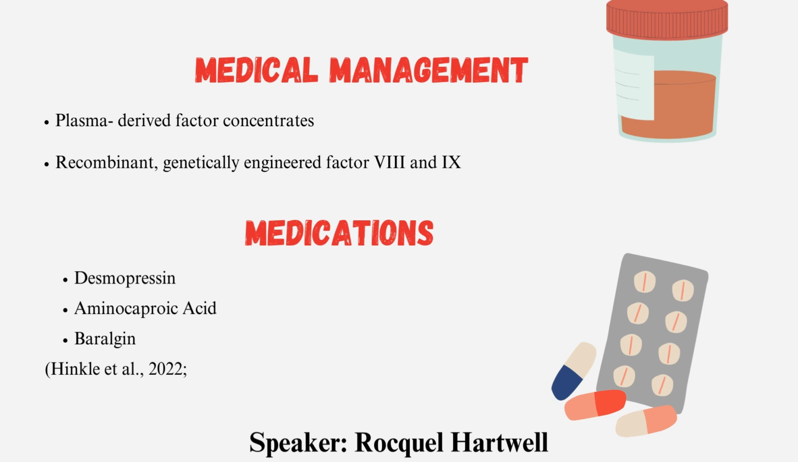Desmopressin can be taken via the intramuscular, intravenous, or inhalation route. Aminocaproic acid is an oral medication that is useful in treating both hemophilia A and B. This medication helps to hold a clot in place once it has formed. They act by stopping the activity of the enzyme plasmin, which dissolves blood clots.